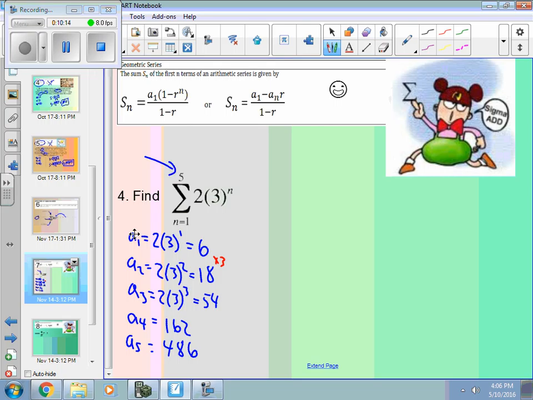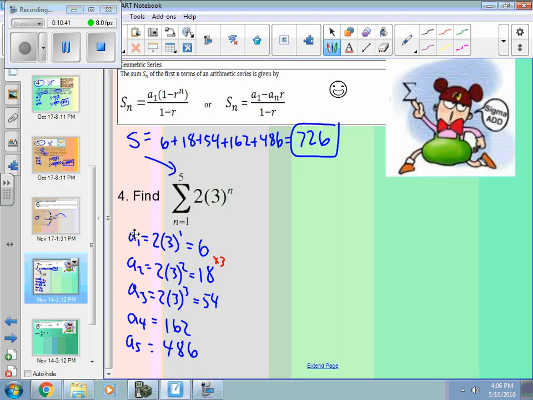So then the sum of this would be adding all those up. So if we add 6 plus 18 plus 54 plus 162 plus 486, you would get the summation of these, which does turn out to be 726. And that would be the answer to the problem. So if it's a small one like this, there's nothing wrong with going through and doing the problem like that.